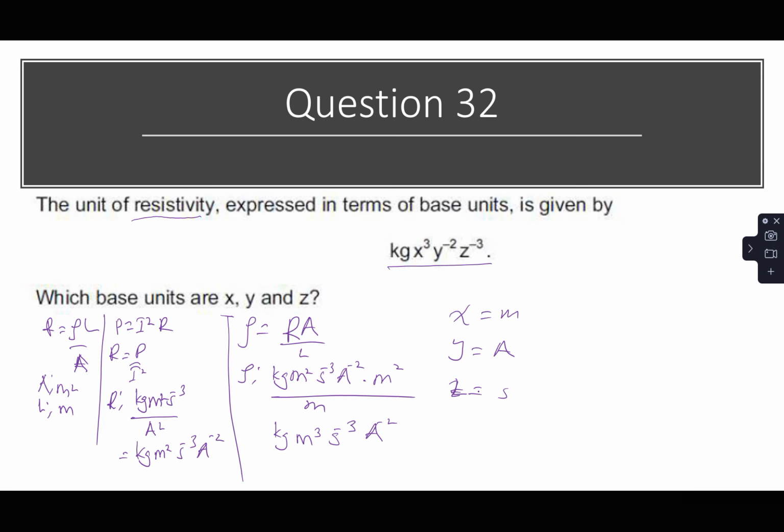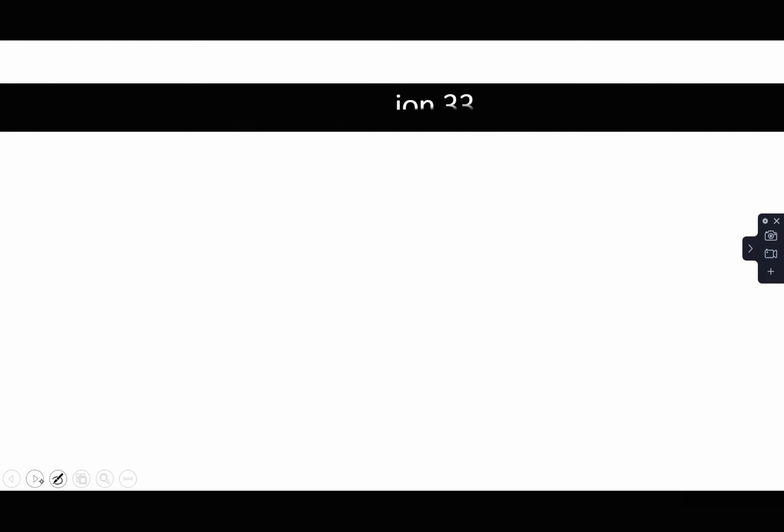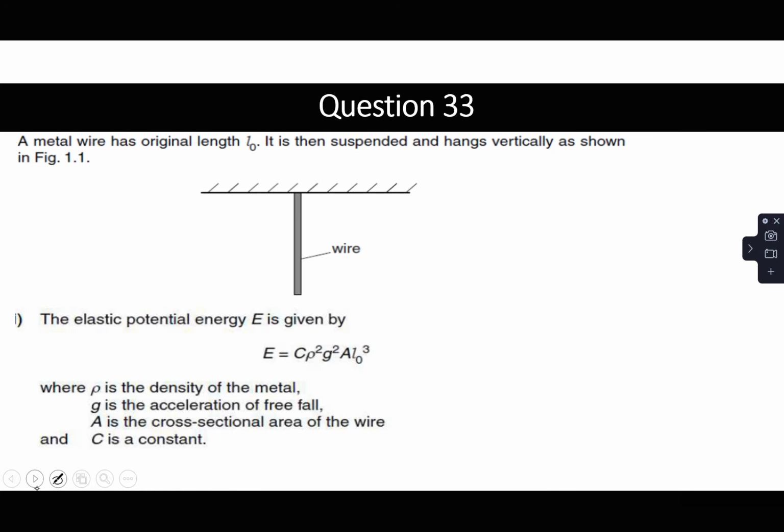Okay, so question 33. The elastic potential energy E, so E is energy, is given by this expression here. Rho is density, G is acceleration of free fall, A is cross-sectional area, and C is a constant. The question continues on the next slide.